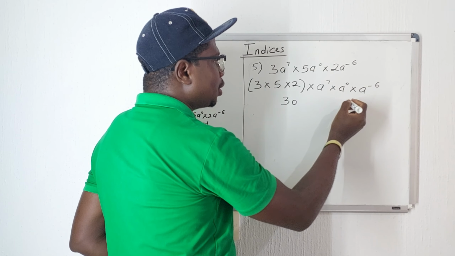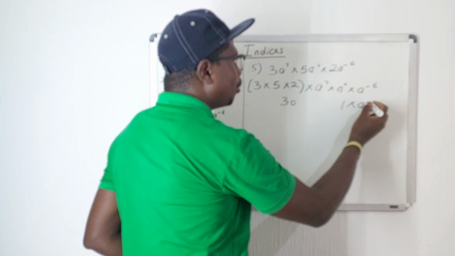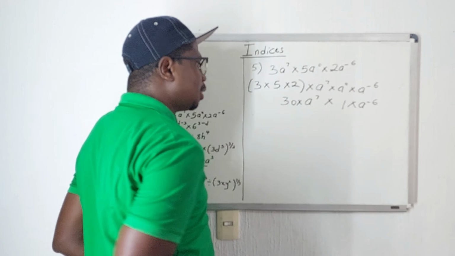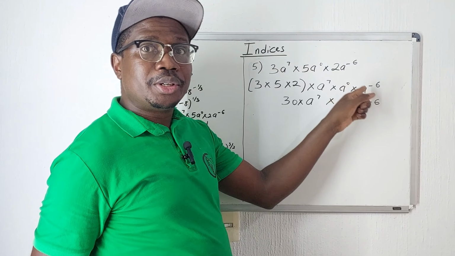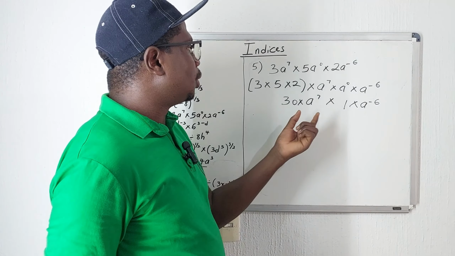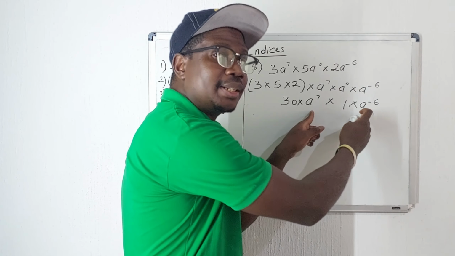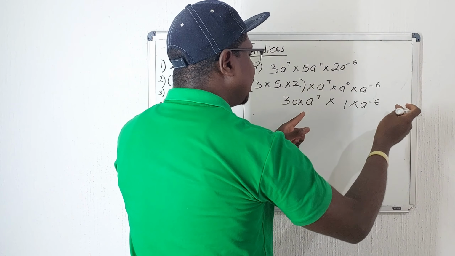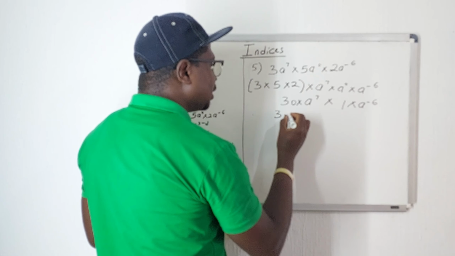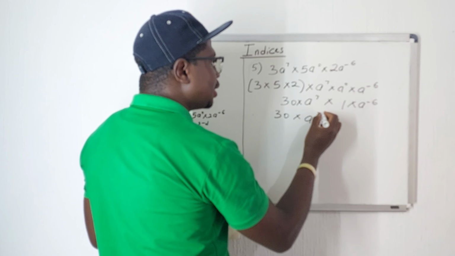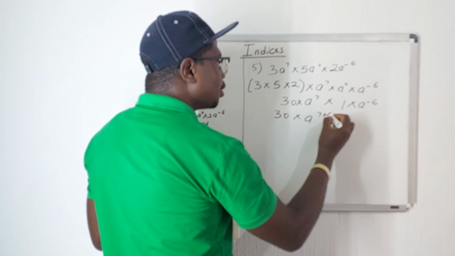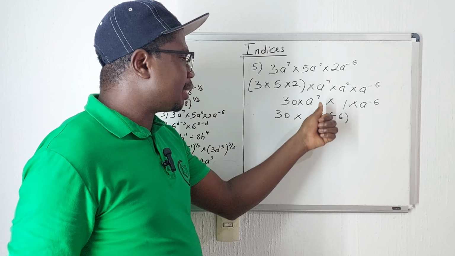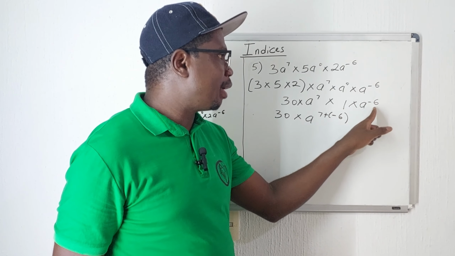This a raised to power 0 is 1 times a raised to power minus 6 times a raised to power 7, because a raised to power 0 is 1, remember from our law. Then this has the same base. What do we do? They are multiplying, the first law of indices. We add the powers. So we have 30 times a to the 7 plus minus 6. They have the same base, so we add the powers, 7 plus, then put in brackets minus 6.